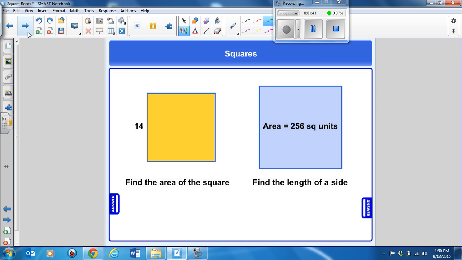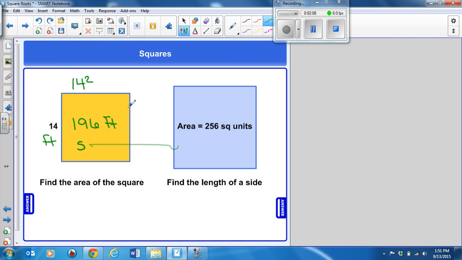Alright, so what we learned about perfect squares is that they are the area of the square, or how much space is inside. So if this is 14 feet, and we did 14 squared, we would get 196 feet squared. Oops, sorry about that. Squared. Okay, so this whole square takes up 196 feet squared.